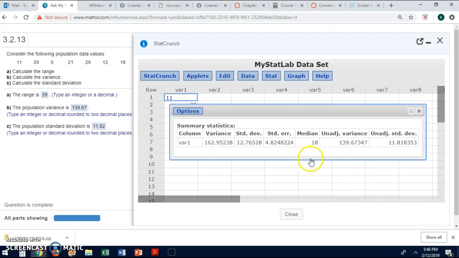So let's compute. Notice that the unadjusted variance, which is the population variance, is 139.67. Notice that it is smaller than the sample variance. That's because of the way we're dividing. And also your standard deviation is a little bit smaller. So that is how you calculate it using StatCrunch.